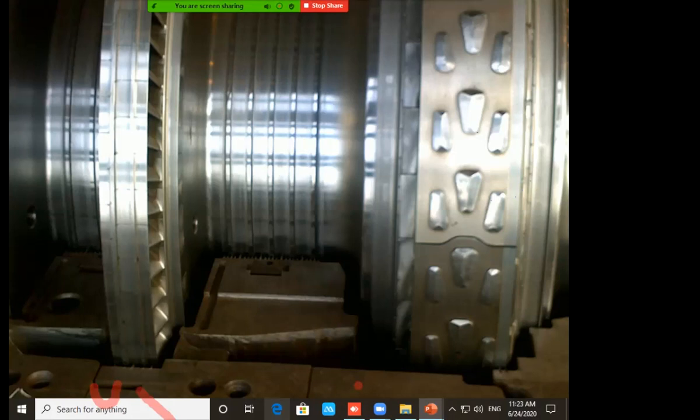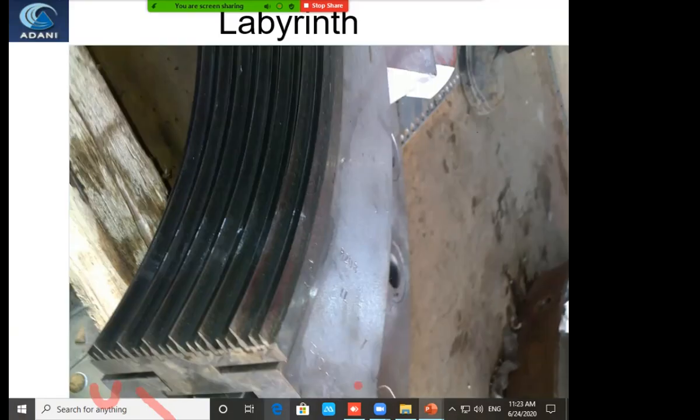That is the sealing portion, the sealing area. How the steam is being sealed over here: it should not go out from this passage. Next. That is the sealing, or labyrinth.